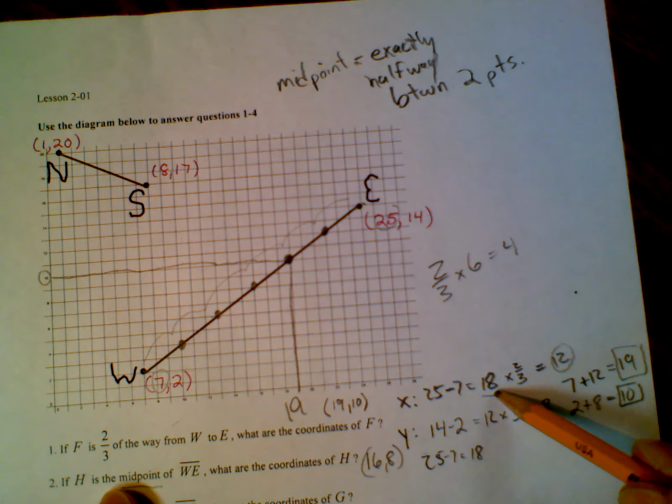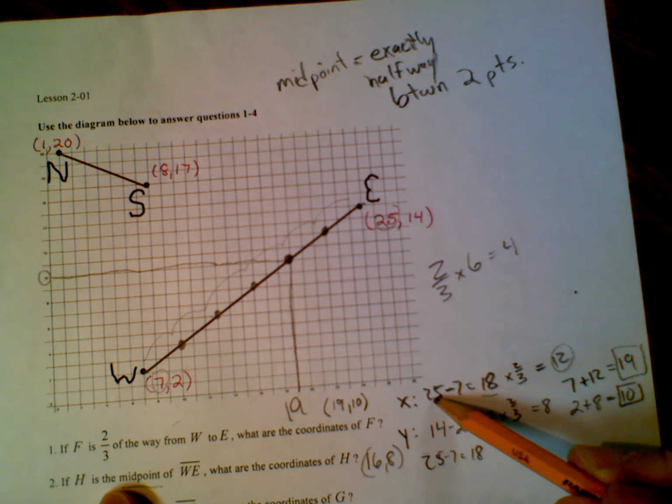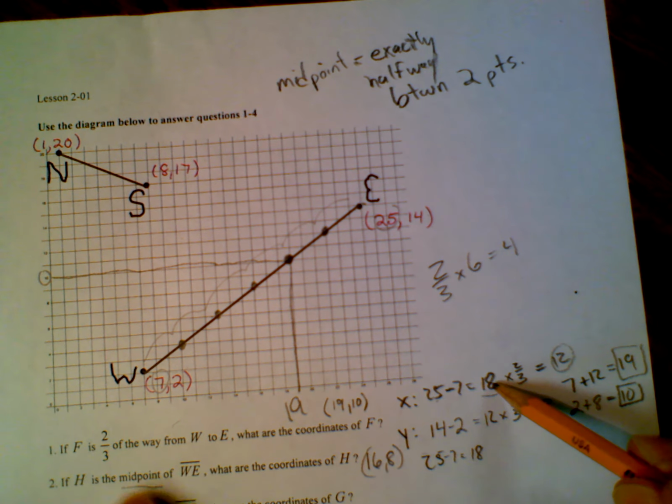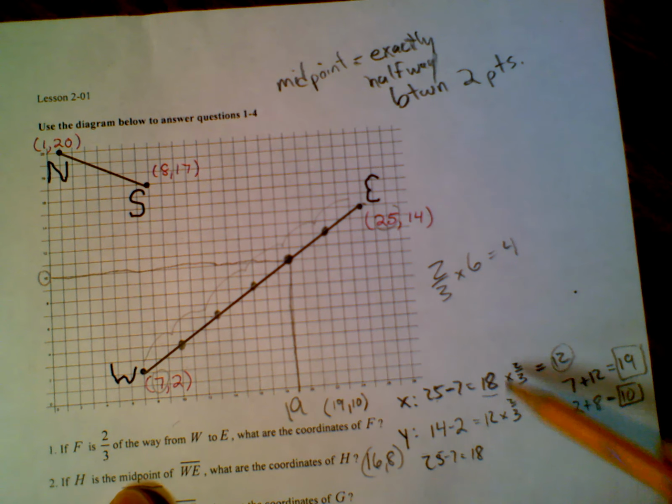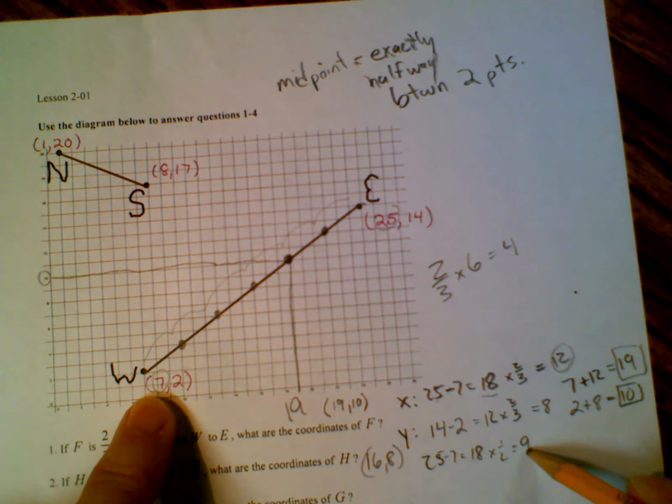I already figured out up there how long it was from one x coordinate to the x coordinate of the other endpoint, 18. But this time, if we're looking for the midpoint, we only want to go halfway, half as much of that 18. 18 times a half is 9. We want to go 9 steps to the right of 7. 7 plus 9 is 16.